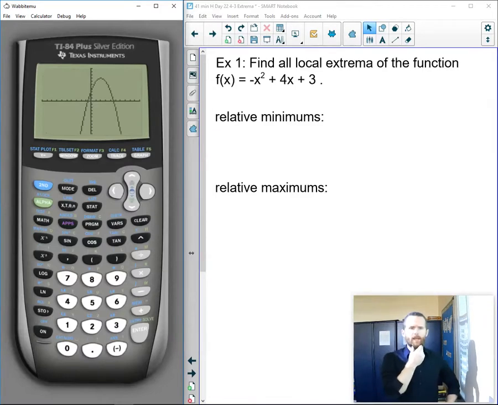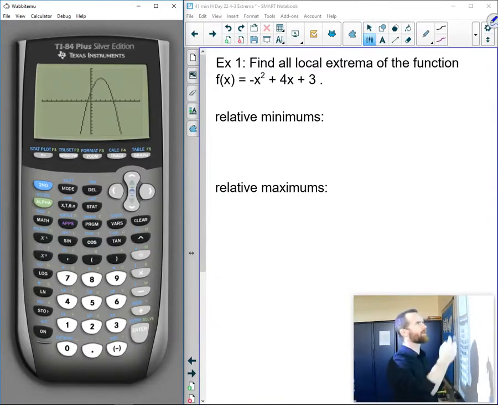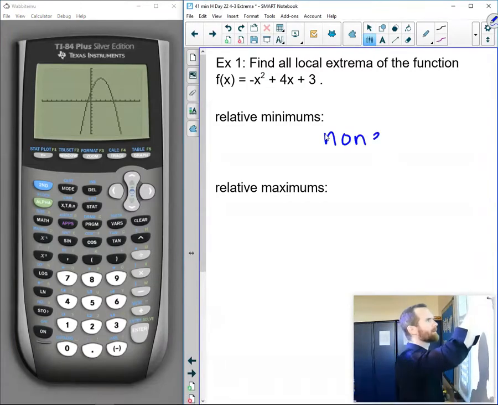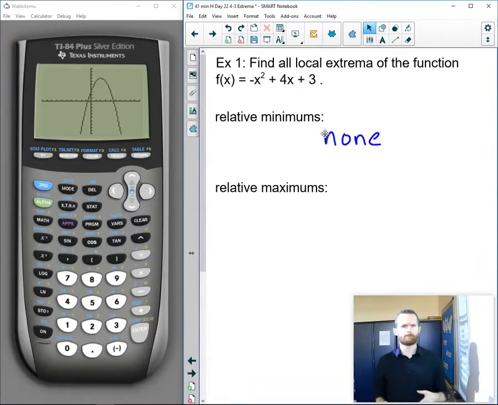Waiting for it to graph. Okay, we have a concave down parabola. So the first question is, is there a relative minimum? Well, I don't see a relative minimum at all, so there's none. No relative minimums. Because those two parts of the parabola are going to keep on going down and down and down. So there's no relative minimum.